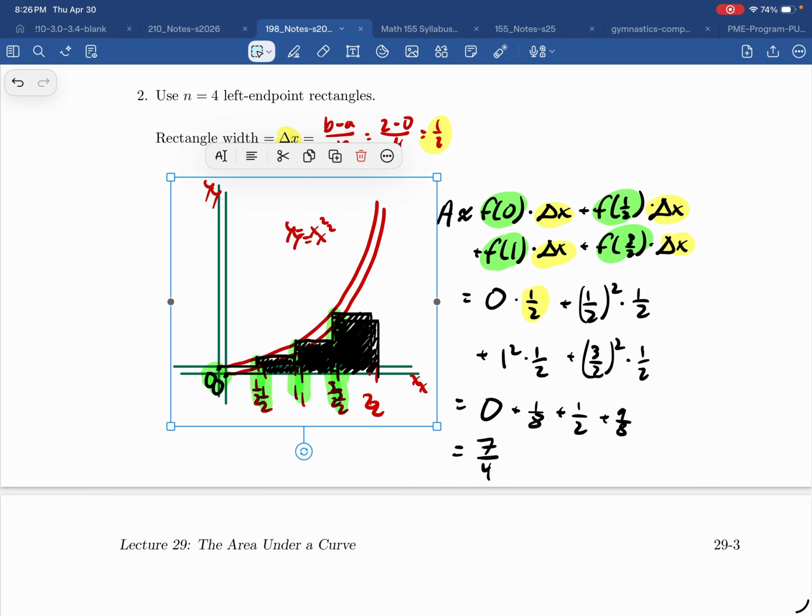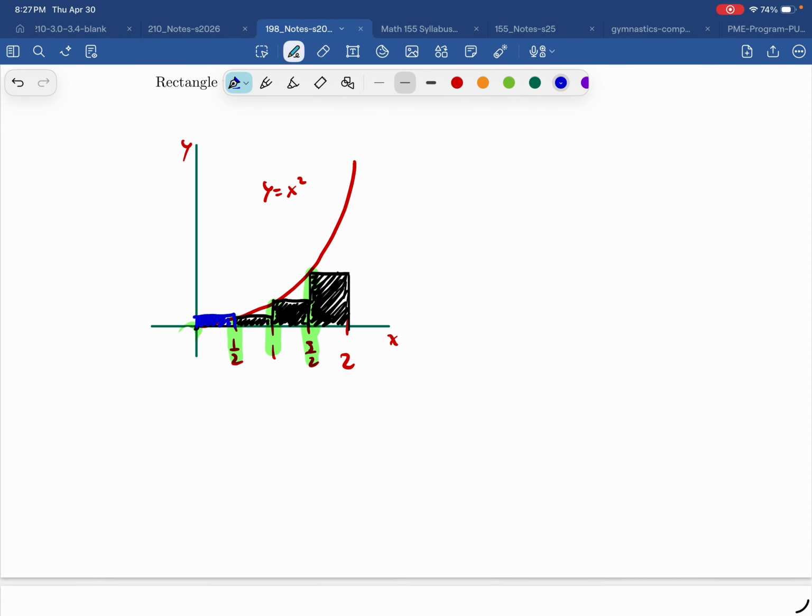So 0 is really no longer relevant. But 1/2 still is relevant. f of 1 is going to be the height of our second rectangle. f of 3/2, height of our third rectangle. And f of 2, height of our fourth rectangle. Okay, and just to be clear, that's the curve whose area we're approximating.